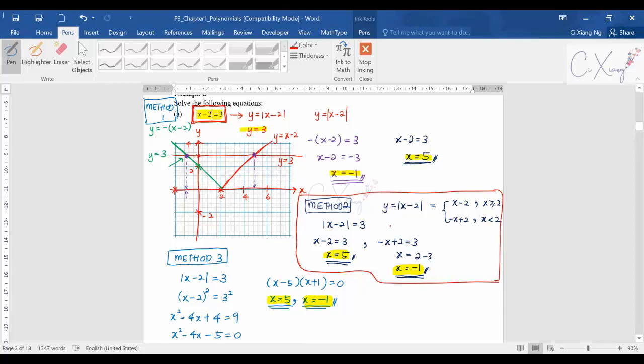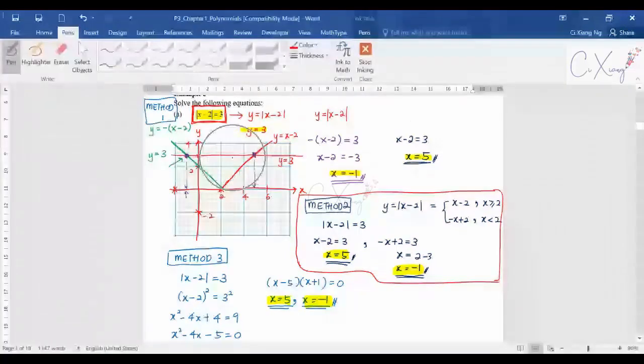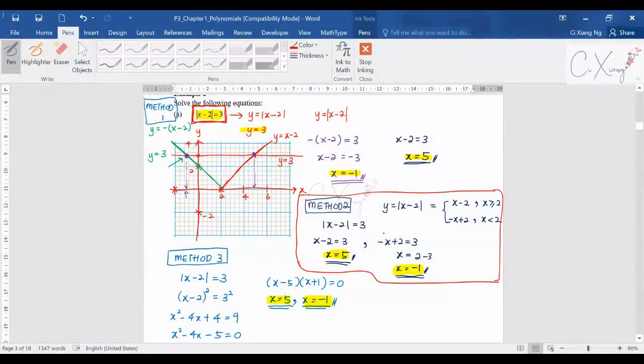For the practice part, I suggest you start with the graphical method first. Then if you find that you really understand already, you can come straight to the shortcut. To me, the shortest and easiest way is method number 2. So in exam, when I see this kind of question, I will solve it by using the non-modulus form method. Alright, so this is what we have for example 1A.